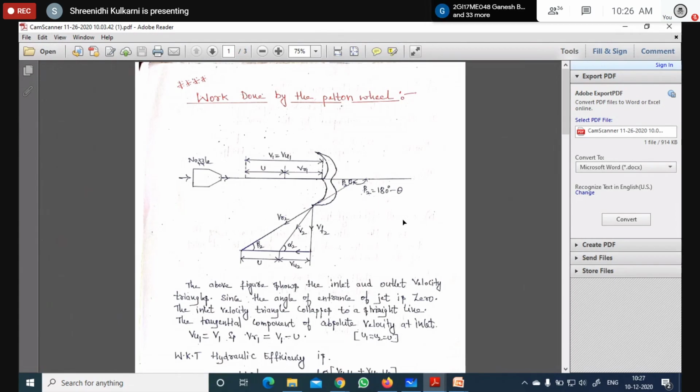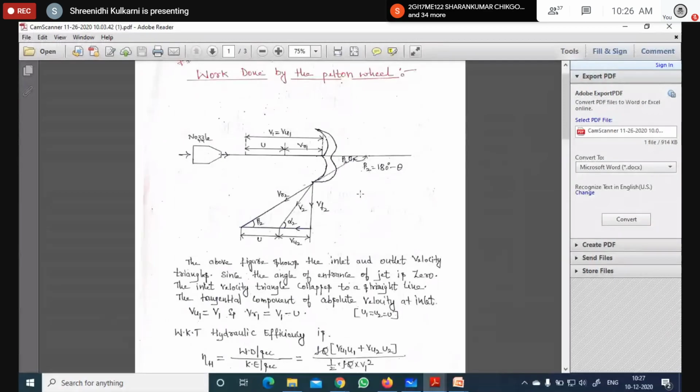So this is the velocity triangle. I forgot to explain here: what is beta 2? Beta 2 is equal to 180 minus theta. What is this theta? This one. So 180 minus theta gives the beta 2 value.